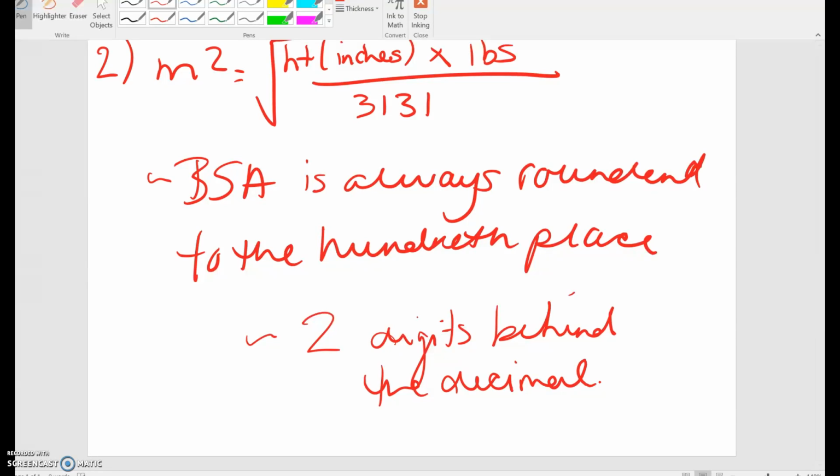Now, when calculating the body surface area, you're just taking one step towards determining what the dose is. All right? So, in the next lecture, we're going to pick this right back up, and I'm going to start doing some practice problems based off of the body surface area formula.